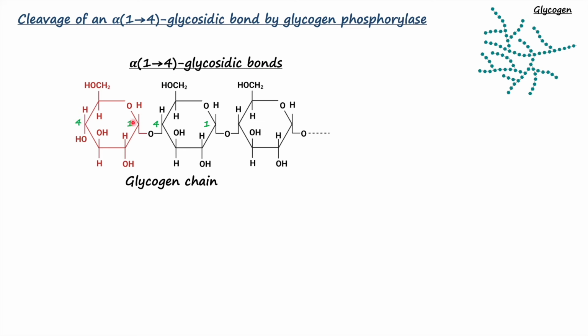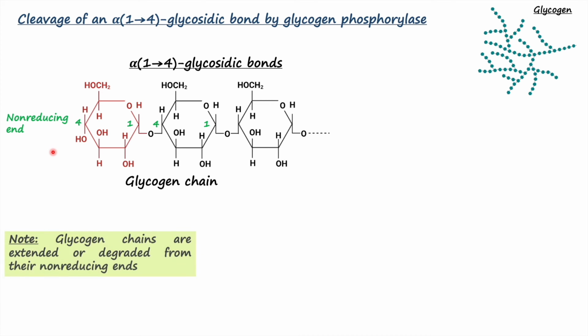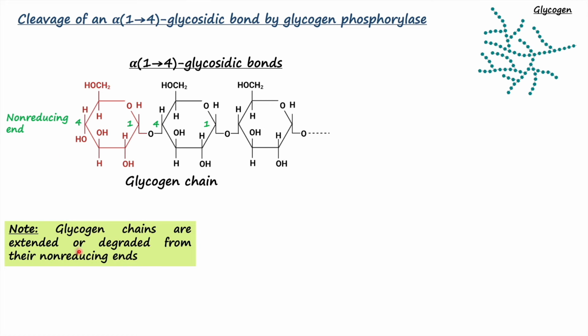And this one terminal glucose molecule, which is in red, is called the non-reducing end. Basically, non-reducing ends are identified as the terminal glucose molecule with a free hydroxyl group on its carbon 4 position. So this terminal glucose molecule is identified as the non-reducing end. Now, before we talk about anything, there is one important thing you need to remember: glycogen chains are extended or degraded from their non-reducing end.